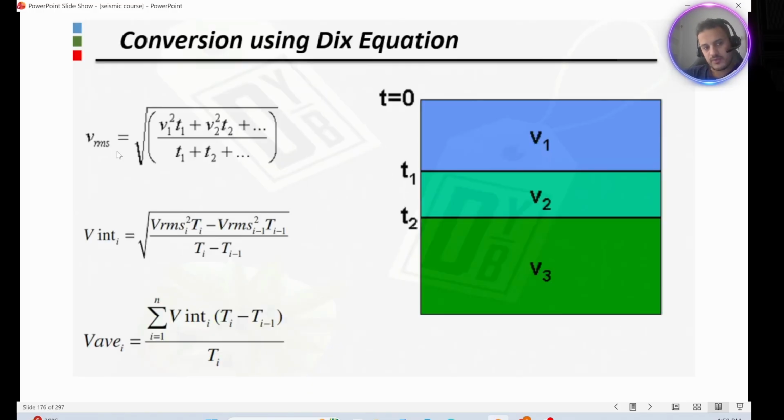And this is how the VRMS works. You take the root mean square and you get the VRMS. So this is all you need to know within this lecture.